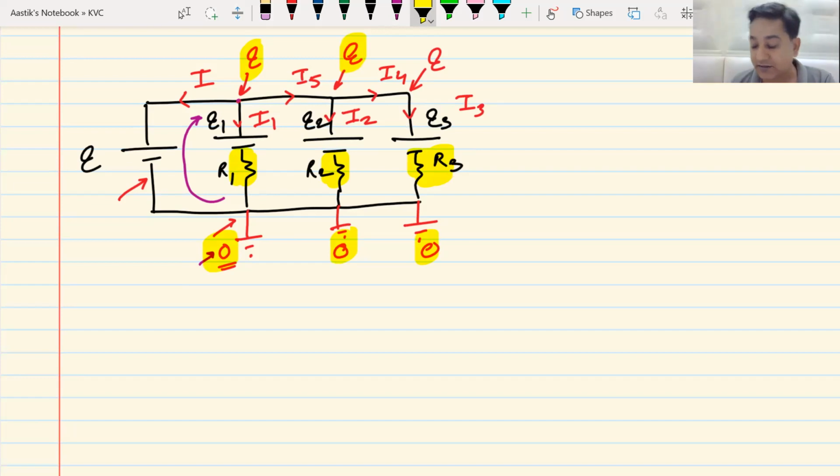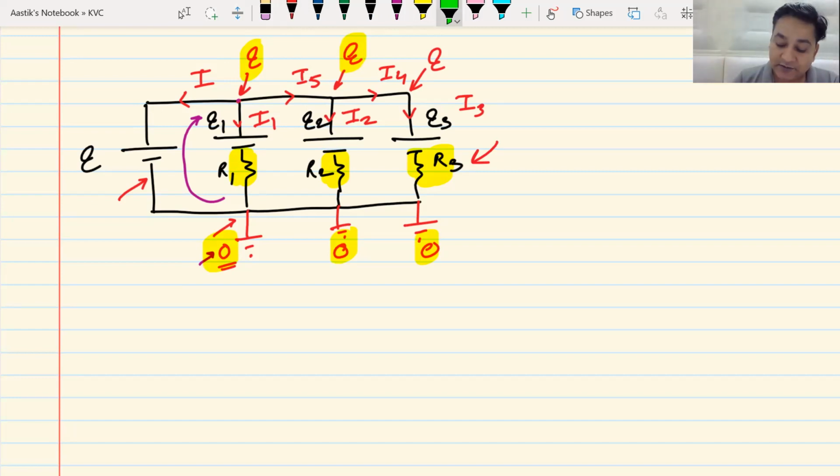Very good. What is the current in the branch R2? E minus E2 by R2. On similar lines, the current in the third branch would be E minus E3 by R3. Yes or no?